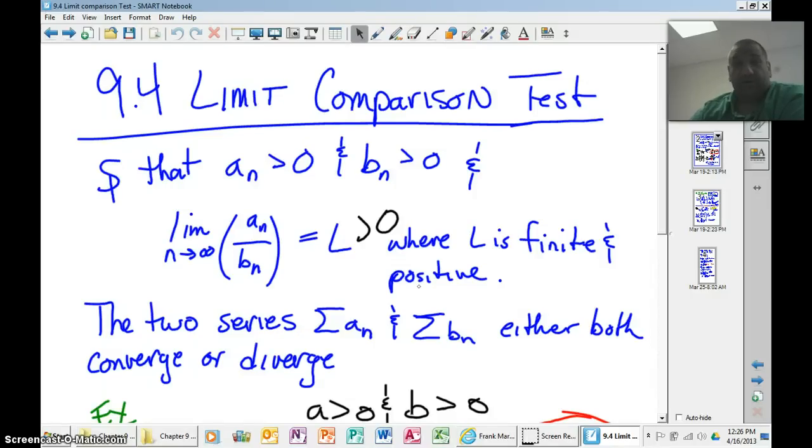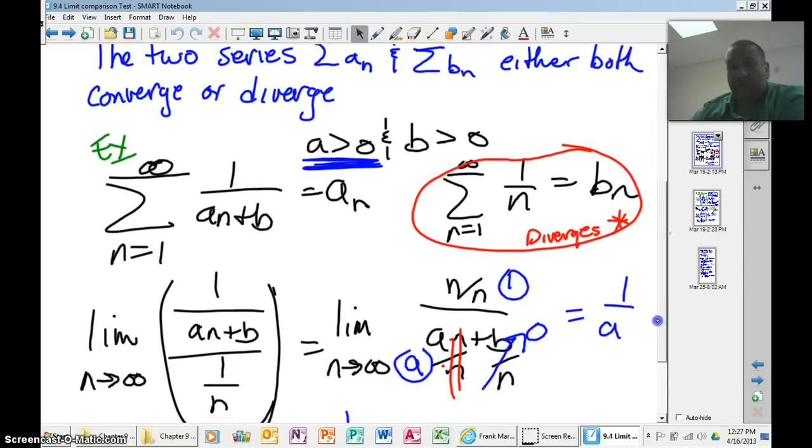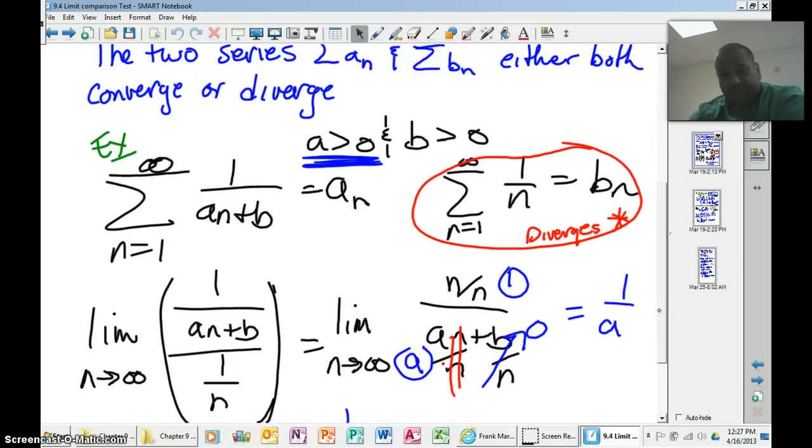Alright, we're going to try to finish all these comparisons here. This is the limit comparison test. It says suppose that a of n is greater than 0 and b of n is greater than 0. And if we take the limit as n approaches infinity of a of n over b of n, that equals some L. If that L is greater than 0, where L is finite and positive, the two series either both converge or both diverge. Alright, so I'm going to show you some examples of each here.